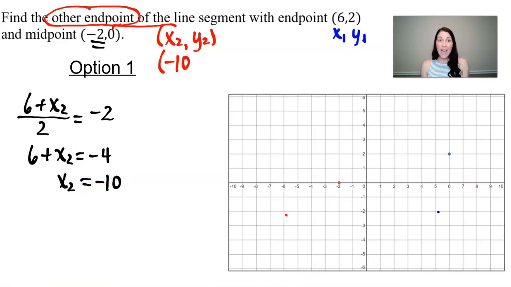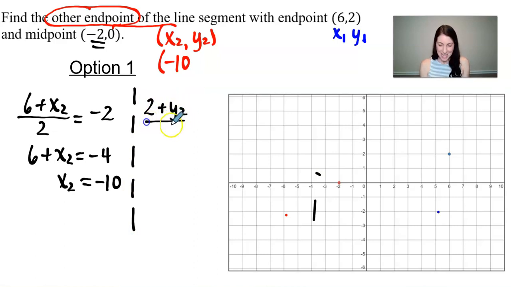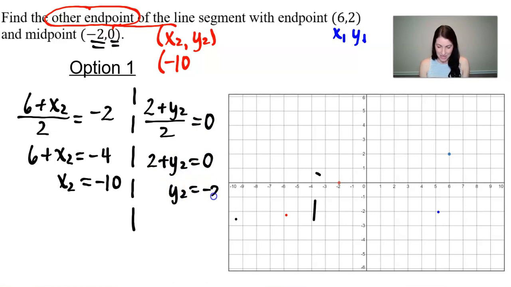Now, how about for the y coordinate of our midpoint? Well, we can do the same thing algebraically. I'm going to take the y1 value, add this y2 value that I don't know yet, divide by 2, or also known as taking the average of those values, and I should get the y-coordinate of the midpoint, 0. Multiplying both sides by 2 to get rid of the denominator, and then subtracting 2, I can see that the y-coordinate of my other endpoint is going to be -2.